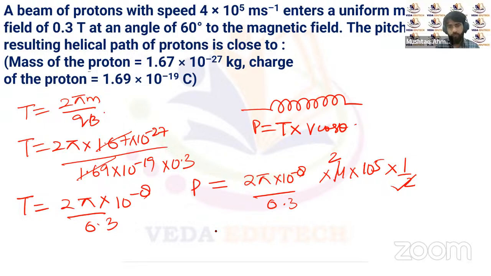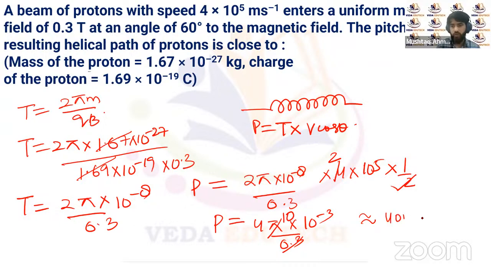We'll be left with the pitch of this helix as 4 pi into 10 to the power minus 3, divided by 0.3. So if we almost neglect this 0.3 and this can be written as 10, we can approximate it to equal to 40 mm. So 40 millimeters will be the pitch of this helix, right?